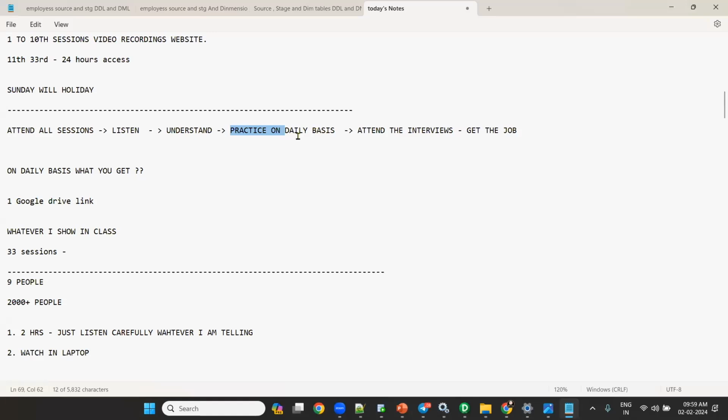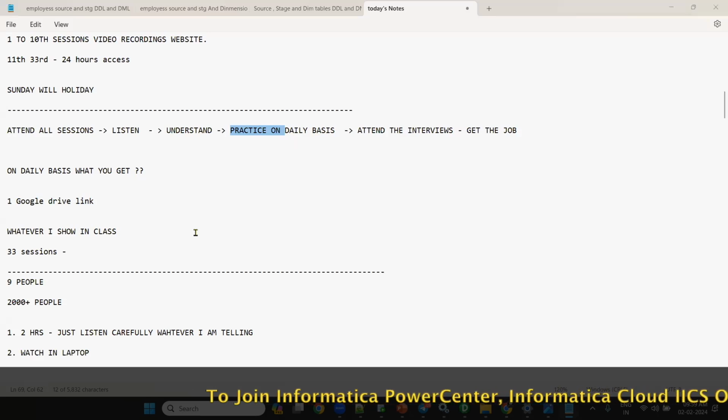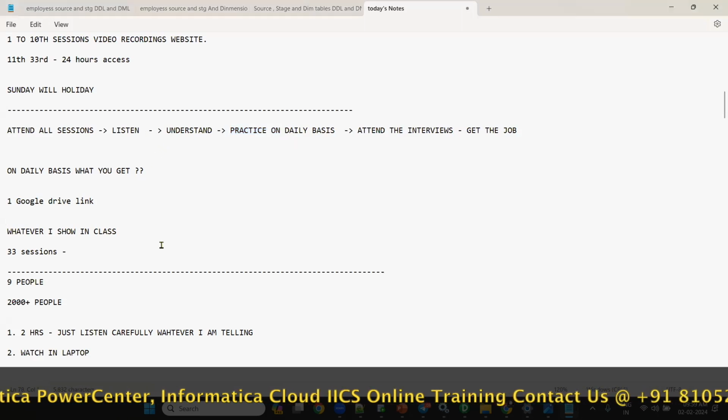You do not need to write down anything while I am telling. I'll give all the notes to you. You need not worry about it. Just listen to the session carefully. No need to write down anything. Are you clear, please? Everyone, you do not need to note down anything. I will give you everything.